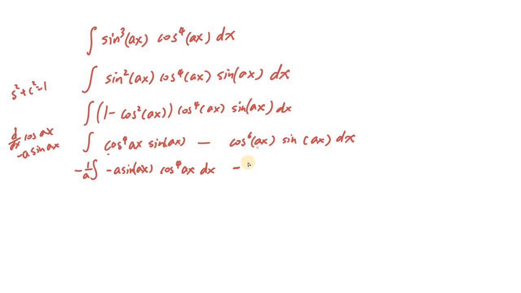And for the second expression, we are going to have something similar. Just going to write it down. Minus sine ax cosine to the sixth ax dx.